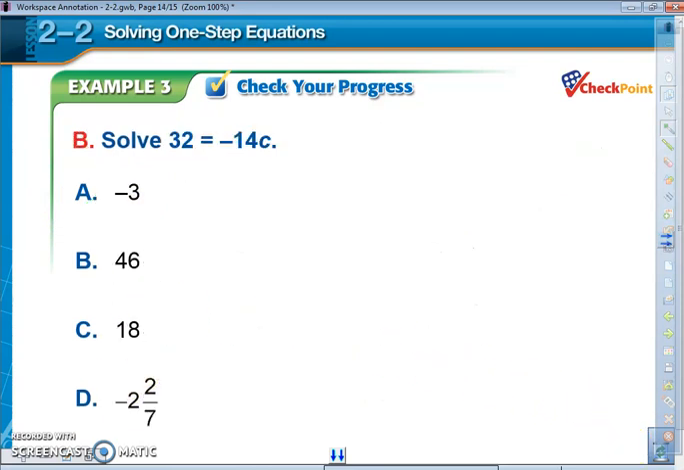Okay? All right, so that's all I wanted to go over with you. We'll work some other problems in class. Believe me, we're going to work some problems. Lots of practice on this. We're going to get good at equations, all right?